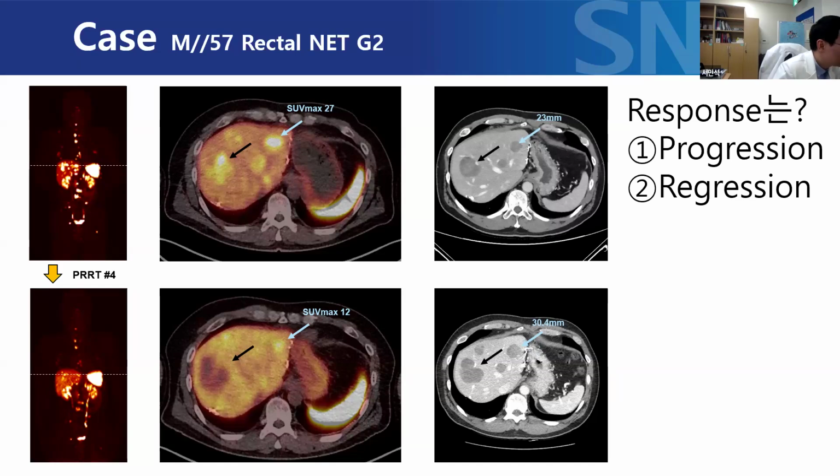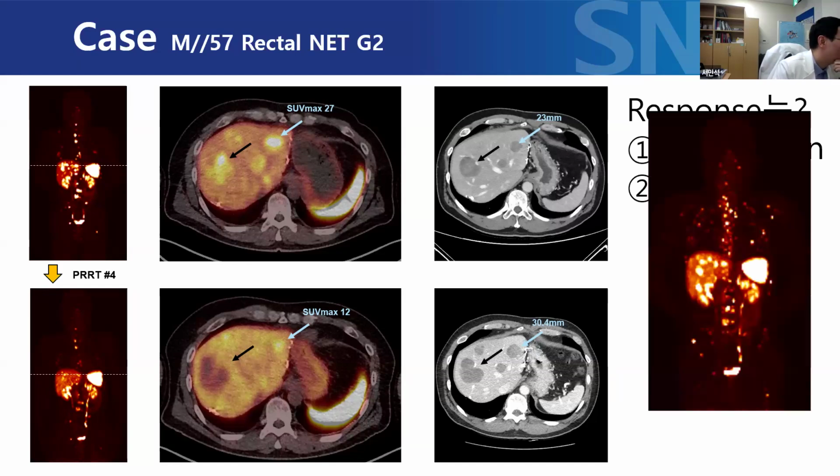Actually, in such case, we might need to see the response in every aspect. Like we have not only the somatostatin receptor uptake, but also the anatomical imaging. Actually, the patient came out to be a progression on this PRRT. So the salvage therapy was not done for this patient, and other treatment options should be considered for this patient.